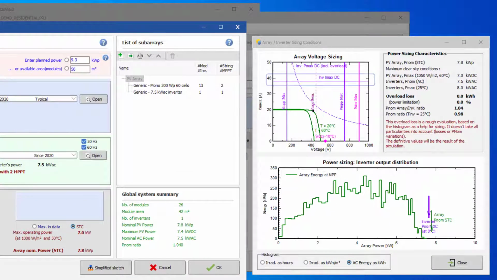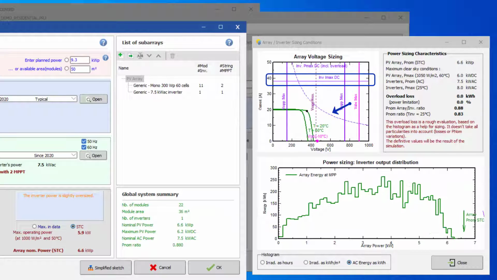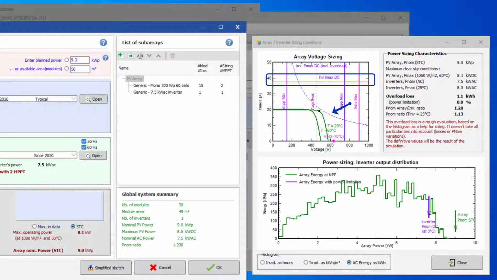The graph also shows the input current and power limitations for the inverter if specified. Don't worry about this too much. These are not really significant, as the inverter takes care of its own limitations during operation.